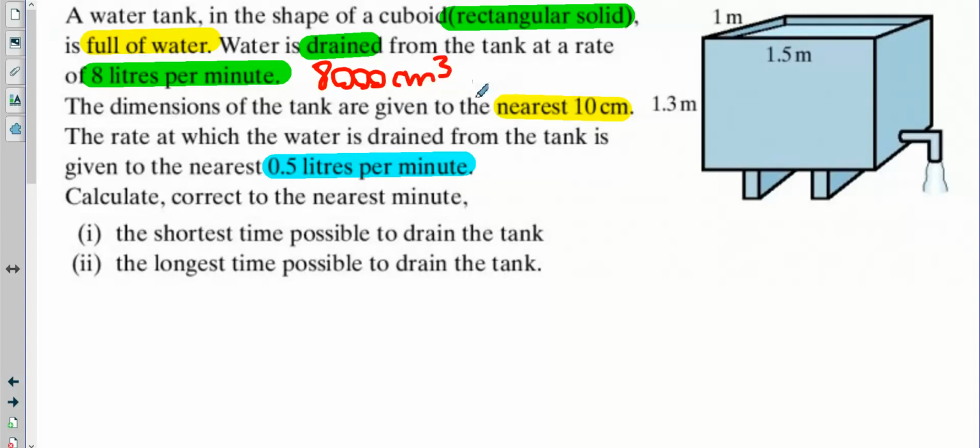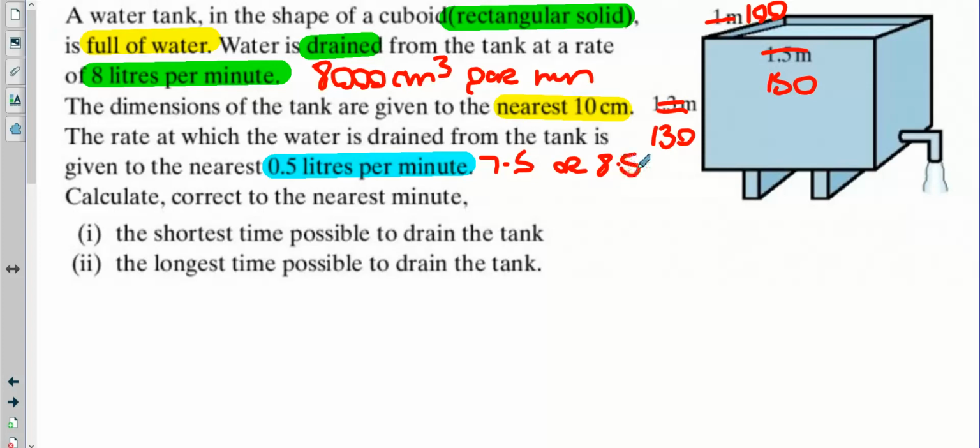centimeters cubed per minute. Because it's in centimeters, I'm going to change everything to centimeters. That's going to be 130, 150, and 100. Now, it says the rate at which the water is drained from the tank is given to the nearest 0.5 liters per minute. So that means it could be as low as 7.5 or as high as 8.49999, which is pretty close to 8.5, isn't it?